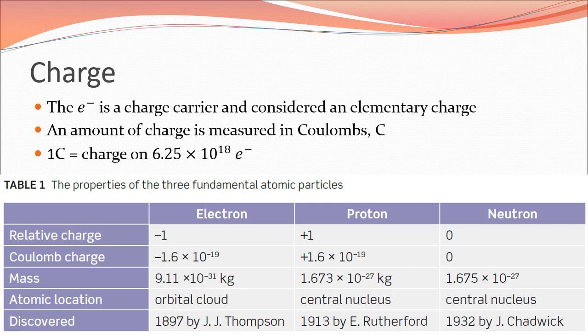So the electron is the charge carrier. It's considered to be the elementary charge. So the charge on an electron is considered to be the elementary charge, and we use the units of coulombs, with the unit of capital C, to describe the amount of charge. So 1 coulomb of charge is actually a really, really large amount of charge. It's about 6.25 by 10 to the power of 18 electrons being transferred.